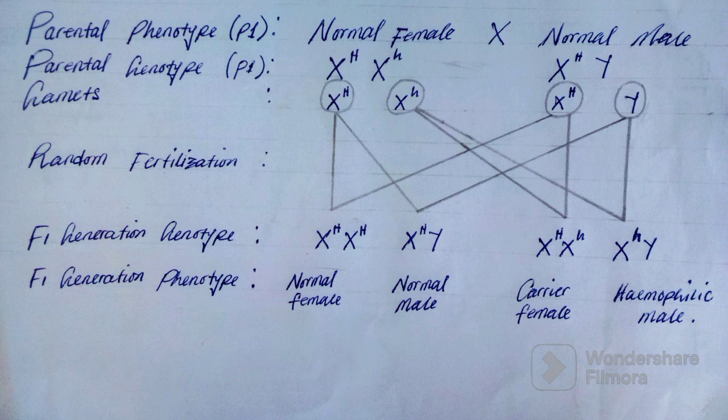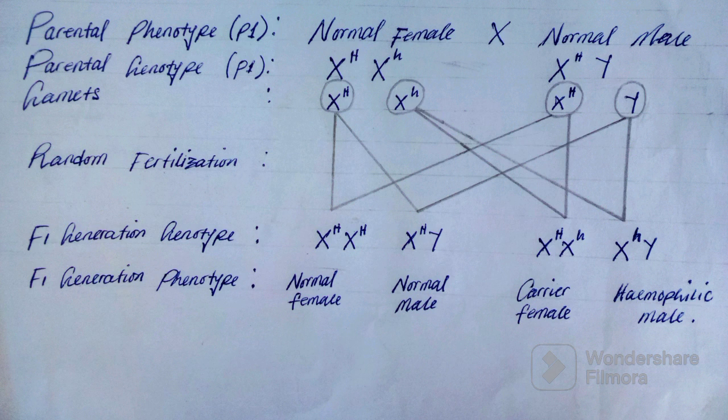You leave a space. You write random fertilization to show that fertilization occurs randomly. You also skip a line and write F1 generation genotype. These are the offspring here. We've reached the offspring. You also write F1 generation phenotype, where you now describe how the offspring look.